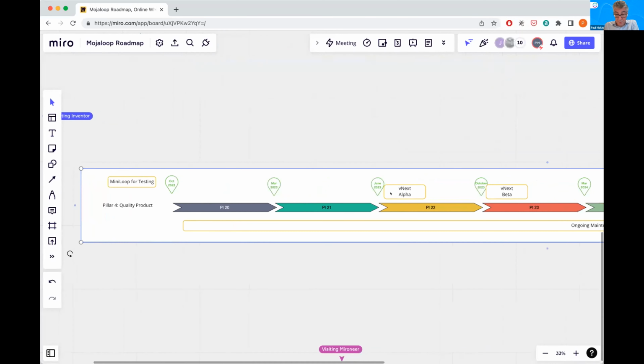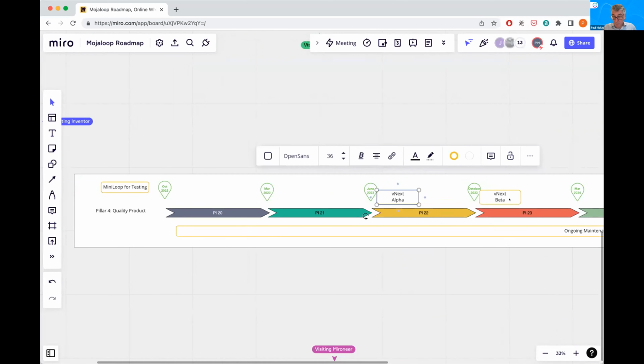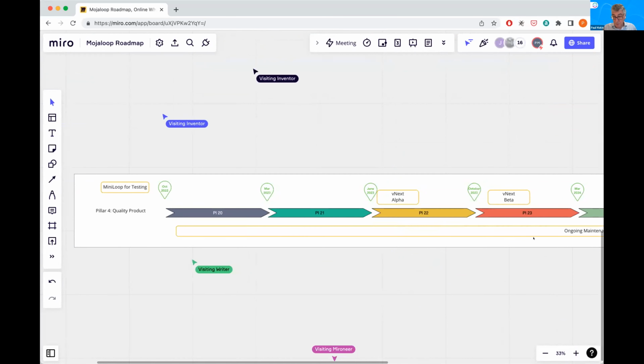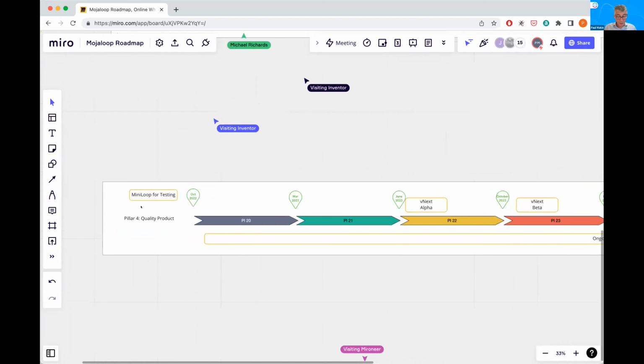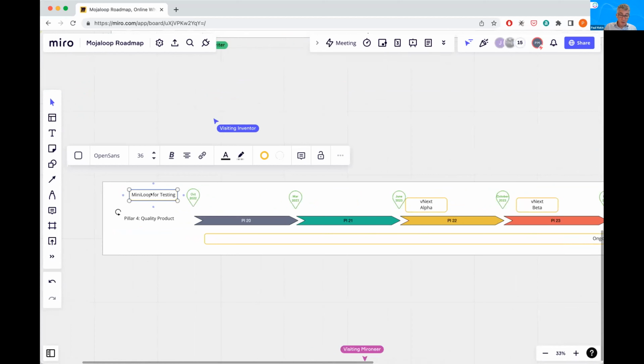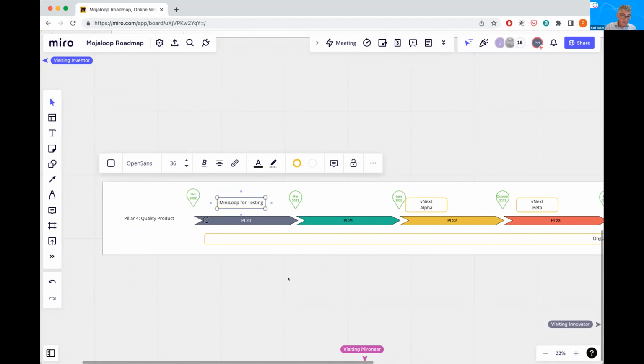So on that timeline, I've already placed, based on what Pedro has said, a couple of markers here for when we expect the VNext Alpha and the VNext Beta to be available. So VNext Alpha, we're expecting at the beginning of PI 22, VNext Beta sometime in PI 23. And then presumably we'd have a VNext proof of concept deployment after that, but we'll leave that for now. Miniloop for use in testing. Now, Tom, I think that that was going to be available essentially now. So if I just drop it there, are you comfortable with that?